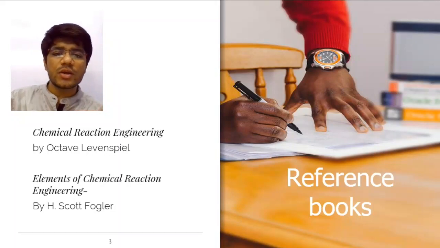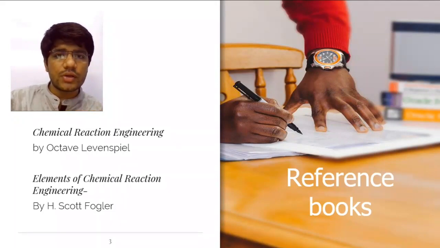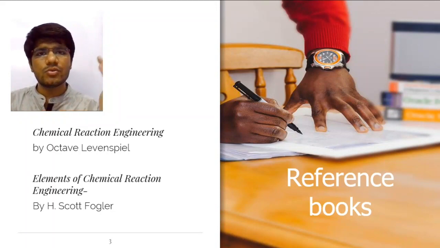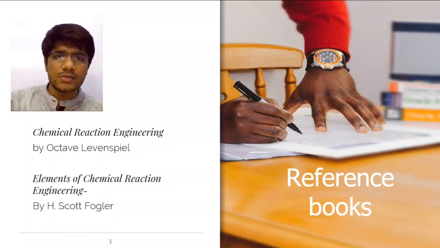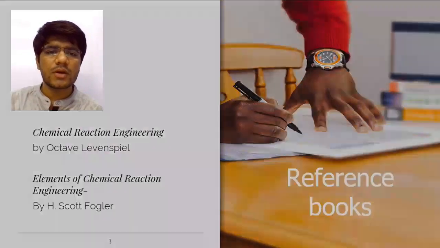Now, the second book is H. Scott Fogler, Elements of Chemical Reaction Engineering. But I will ask you to read Octave Levenspiel because it starts from the basics and takes you to advanced reaction engineering. H. Scott Fogler is somewhat advanced, so I will ask you to read Octave Levenspiel. I personally prefer Octave Levenspiel.